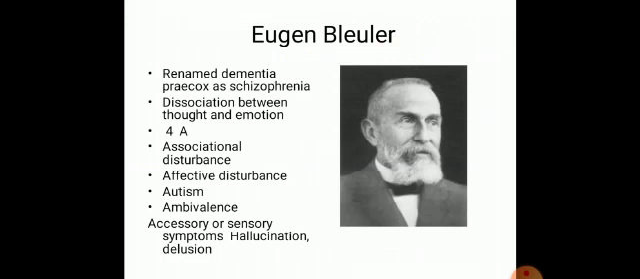The other individual who coined schizophrenia was Eugen Bleuler. He discussed the symptoms of schizophrenia. He spoke about the 4 A's in schizophrenia: association disturbance, affective disturbance, autism, ambivalence, and accessory symptoms in the form of delusions and hallucinations.